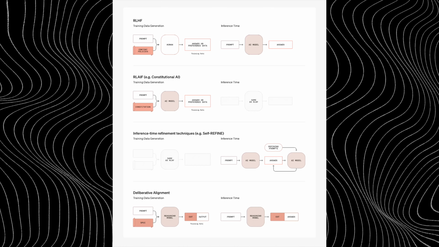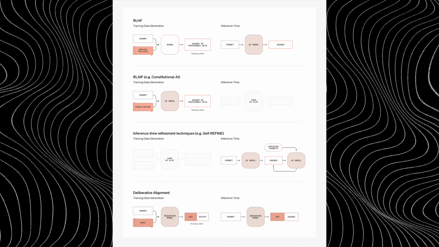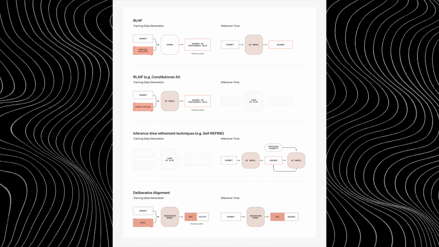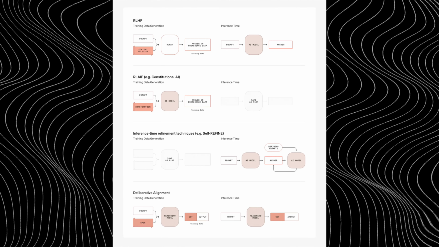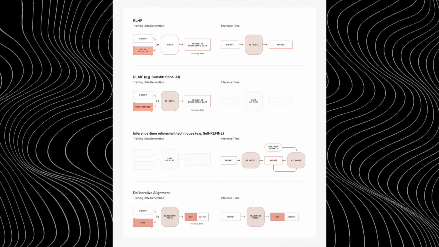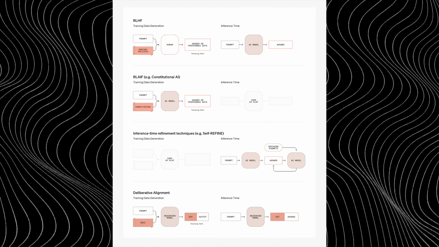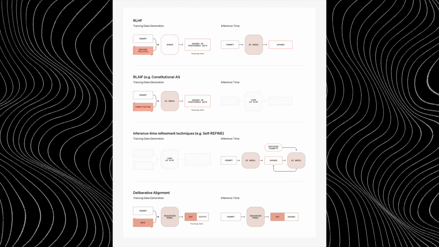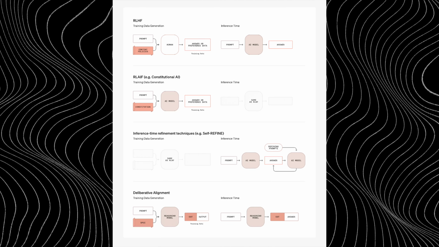Comparison of approaches. RLHF and RLAIF both rely on feedback, but RLHF depends on human feedback, while RLAIF uses another model. Self-refine introduces the ability to improve responses in real time. Deliberative alignment emphasizes logical justification and transparency of decisions. These approaches help make models safer, more adaptive, and capable of generating high-quality responses.